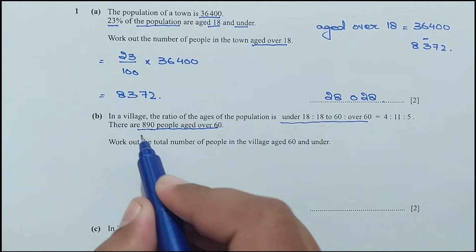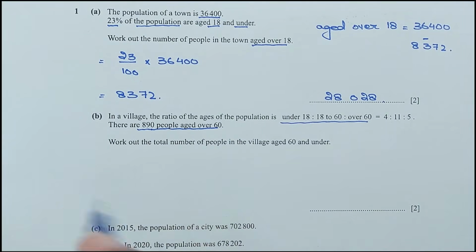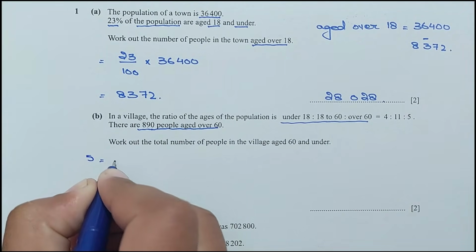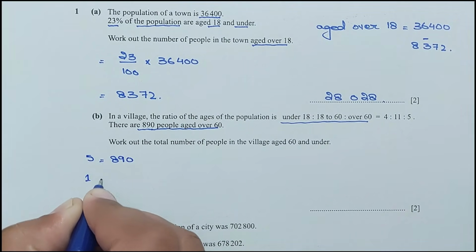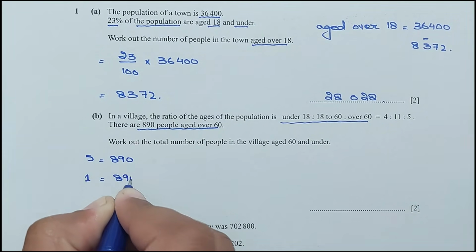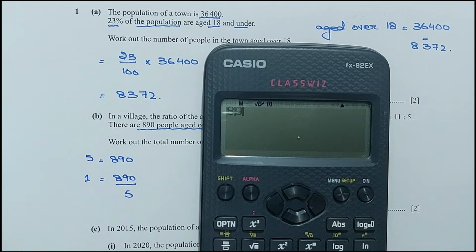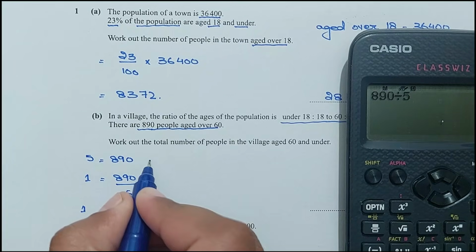So we have been given that 890 people are aged over 60. Over 60 is in the ratio of 5, so 5 is basically 890. So what is 1? 1 is basically 890 divided by 5. 890 divided by 5 is 178. So 1 is basically 178.